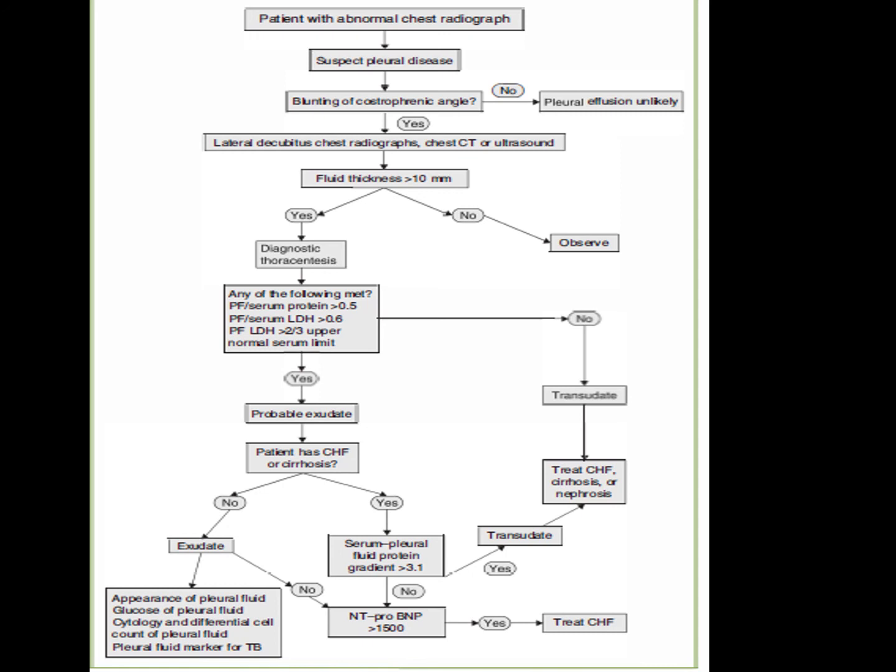If the patient has no history of congestive cardiac failure and no history of liver cirrhosis, then this fluid is likely to be exudative, and then look for further tests like appearance of pleural fluid, glucose in pleural fluid, cytology, and differential cell count on the pleural fluid. Also the microbiological tests to look for infection, like bacterial or tuberculosis. This is the algorithm. If we follow this algorithm, there is a very high chance that we will reach the diagnosis and be successful in treating pleural effusion.